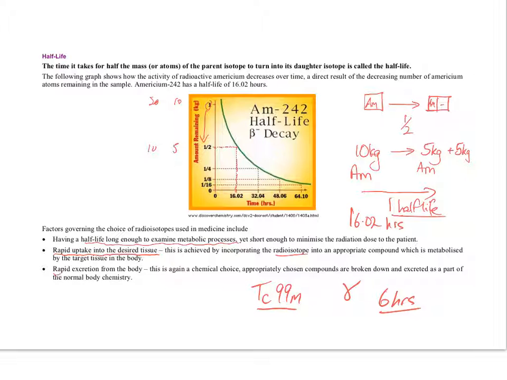Also, we want rapid excretion. You don't want something that's going to be stored in fat tissue or in the kidneys or liver. So again, a chemical is chosen that gives compounds that break down in normal body chemistry and are expelled from the body quickly. So half-life is very important, exceedingly important. You don't want these things to be in the body for very long, because the longer they're in the body, the more exposure the patient has to ionizing radiation.